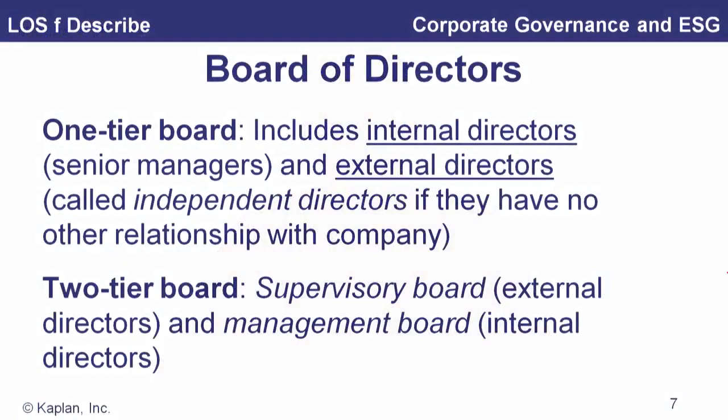Now, a two-tiered board structure has a supervisory board and a management board. So the management board is the internal directors, and then this separate supervisory board is the external directors. And they can meet together sometimes, and with a one-tiered board, even though they typically meet together, they may have separate meetings of external directors, but it's not as formalized a structure as it is with a two-tiered board.